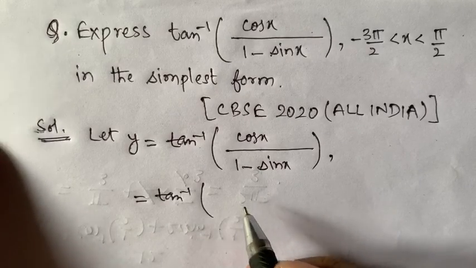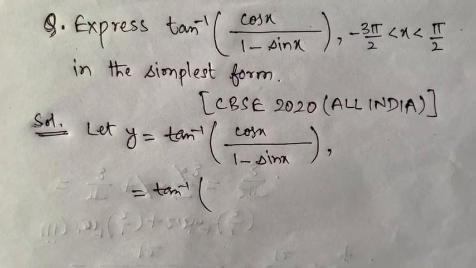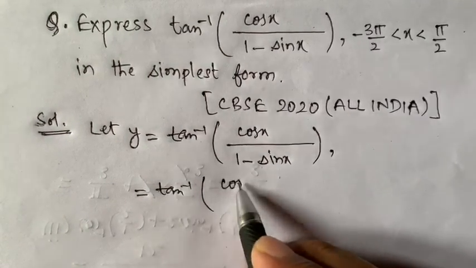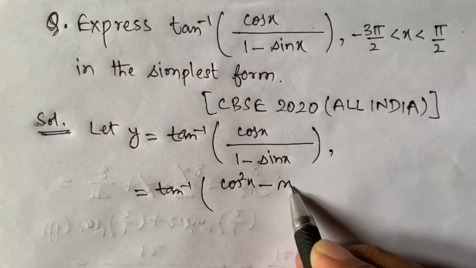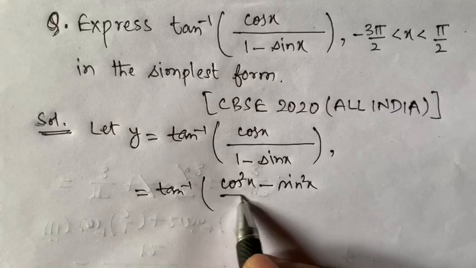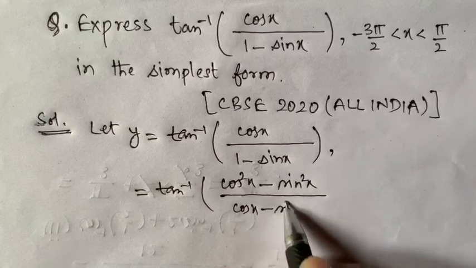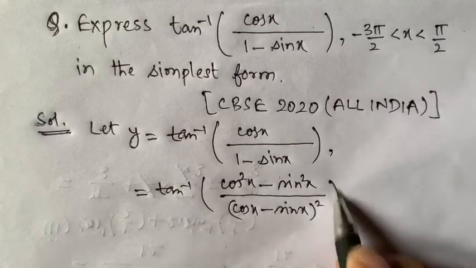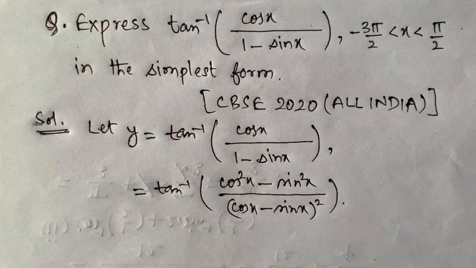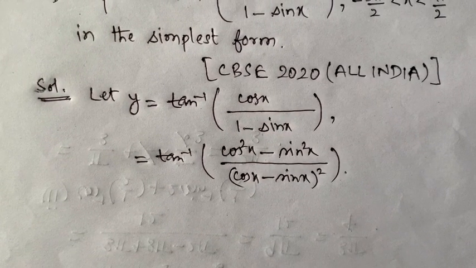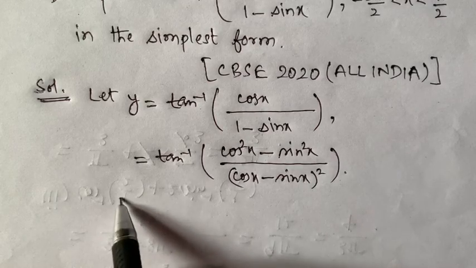Now cos x. For cos x, what can we write? We can write cos square x minus sin square x upon, now 1 minus sin x can be written as cos x minus sin x whole square. Now how can we write cos x as cos square x minus sin square x, and how can we write 1 minus sin x as whole square of cos x minus sin x? We need to explain it.